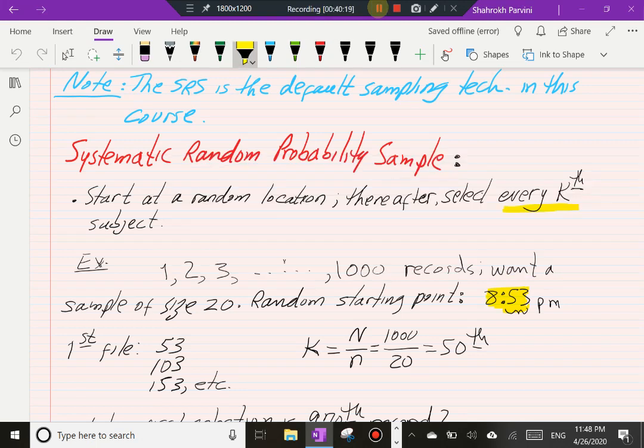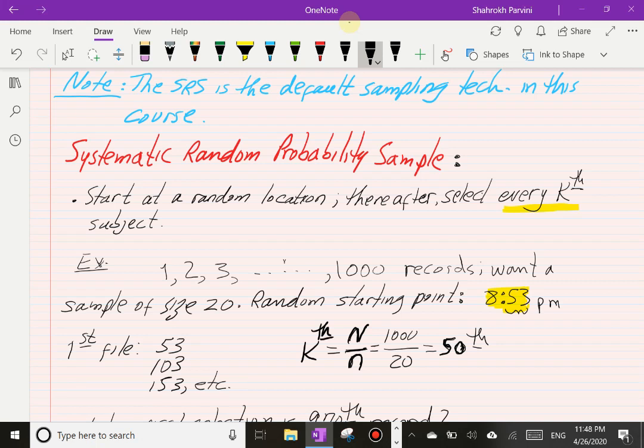because there are 1,000 records here. Now, capital N I have here, by the way. Capital N is the population size for us. Capital N, the population size. Little n is going to be the sample size. So if you take the ratio of these two, then that gives me 50. And I put the superscript th here. So think of that k as your kth. This would be k, right? Let me tidy up that k. There you go. So this is the kth record, if you will.